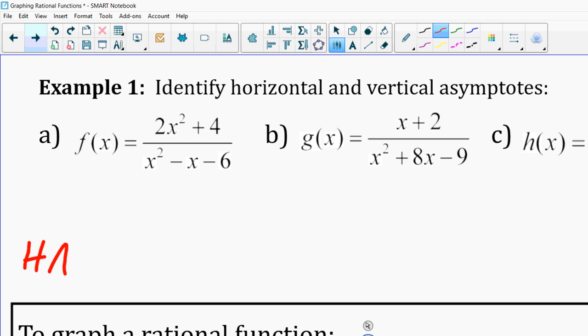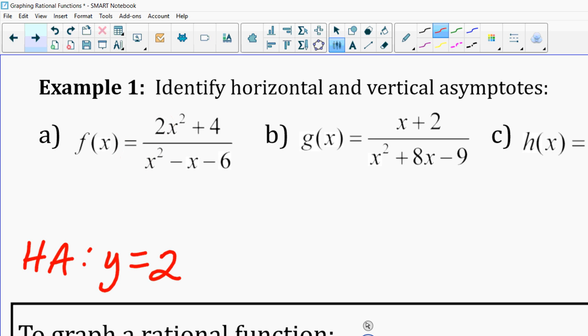Horizontal asymptotes, what do you compare? You compare the degrees. What's the degree of the numerator? 2. What's the degree of the denominator? 2. So, that's right. 2 divided by 1 is 2. So the horizontal asymptote, remember, is y equals 2. Make sure that they're in standard form. If they're not in standard form, this doesn't work. So put them in standard form.